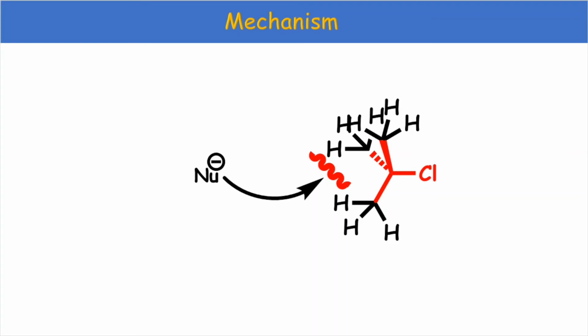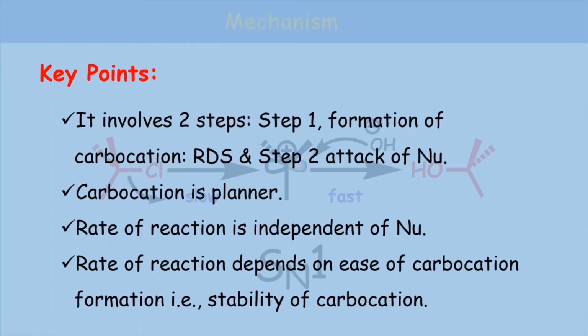So now we can look into the key features of this mechanism. The first point is it involves two steps. Step 1 is the formation of the carbocation, which is the rate determining step, and step 2 is the attack of the nucleophile. The second point is the carbocation is planar, as we have seen. The third point is the rate of the reaction is independent of the nucleophile and it depends only on the concentration of the alkyl halide.